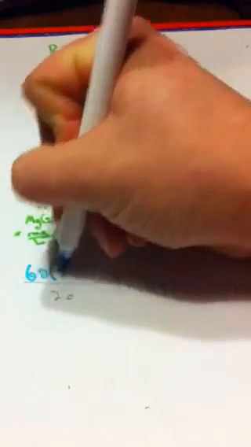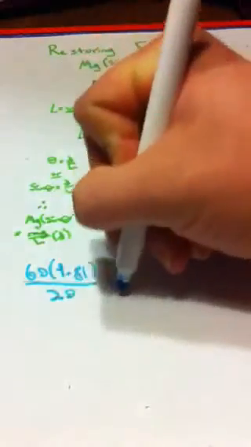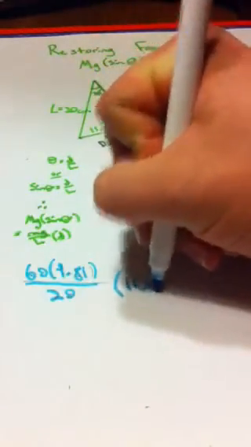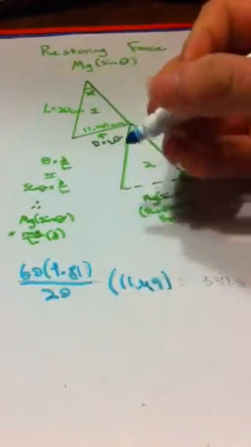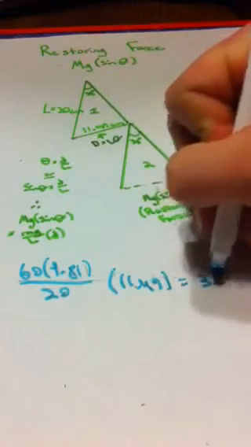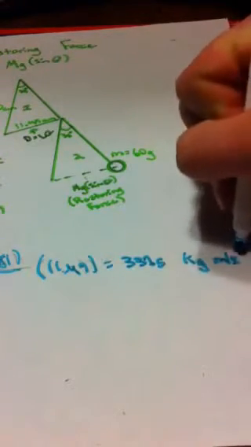In this case, 60 is our mass, 9.8 is gravity, divided by 20, which is our length, times 11.47, which is our distance. And that's going to give you 337.5 kg meters per second square.